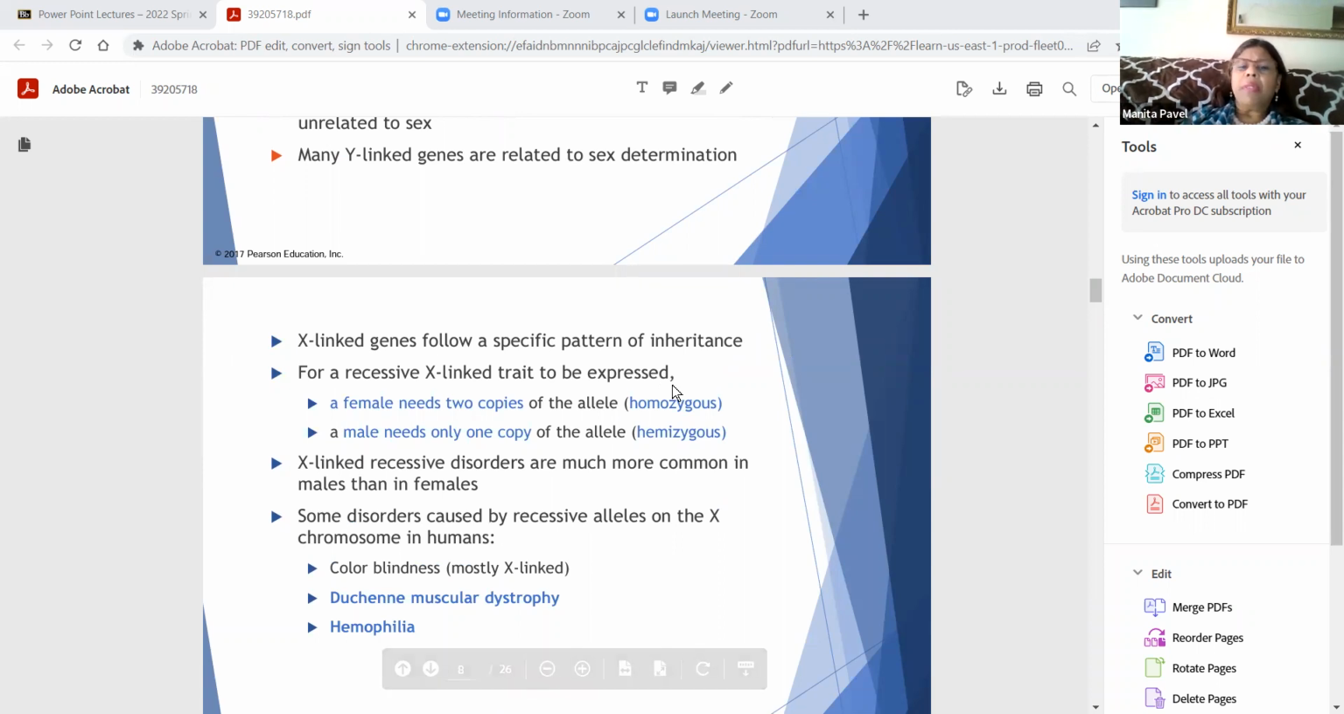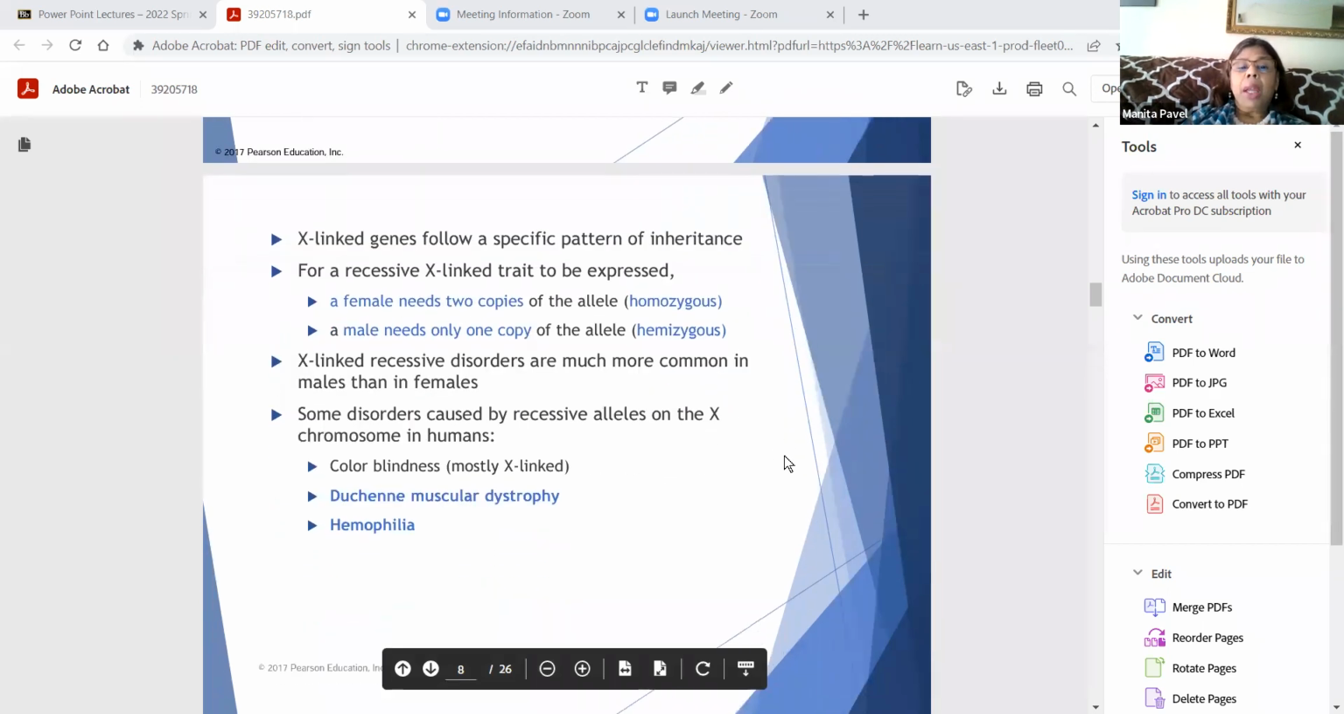For a recessive X-linked trait to be expressed, a female needs to have 2 copies of the allele. Therefore, the female is said to be homozygous. A male will only have 1 X chromosome, that is, one copy of the allele. Therefore, the male is said to be hemizygous. So X-linked recessive disorders are much more common in males than in females.